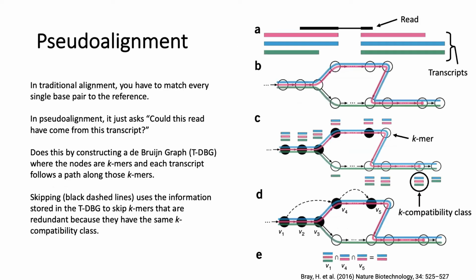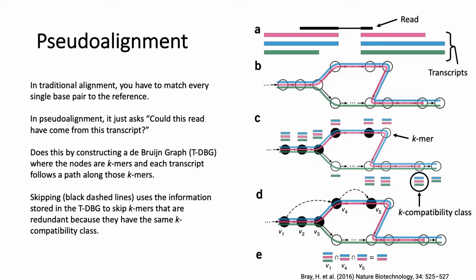And just to explain pseudo-alignment a little better, I know that's not the most familiar concept. In traditional alignment, you have your reference, and then you have all your reads, and you're trying to match every single base of that read to the reference, right? So obviously that's a lot of comparisons. It takes a lot of time. That's why alignment is a very long process. But in pseudo-alignment, it just basically asks the question, could this read have come from this transcript?